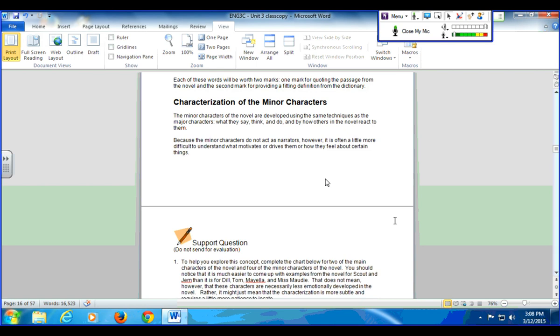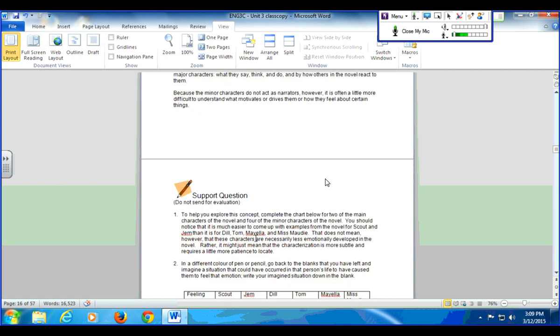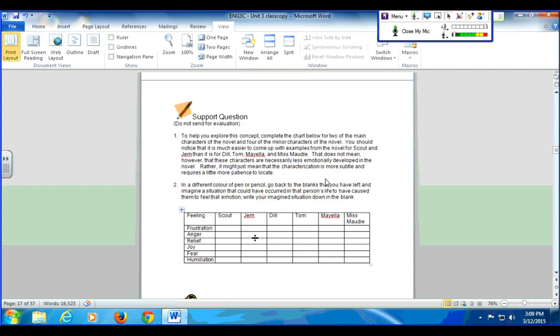So let's look at the support question here. And this is on page 17. And we're going to work through this together because some of the answers that you do work with this, you need for key question 14, which is later on. So it says, to help you explore this concept of minor characters, complete the chart below for 2 of the main characters of the novel and 4 of the minor characters in the novel.